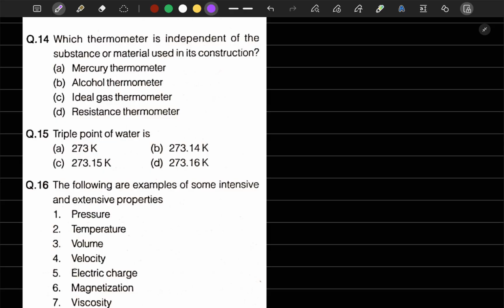Next, which thermometer is independent of the substance or material used in construction? It is a very important question. As I have told you, it is the ideal gas thermometer which is independent of the material of construction or the substance which is used. Okay, the triple point of water is 273.16 Kelvin or 0.01 degree Celsius. Okay.